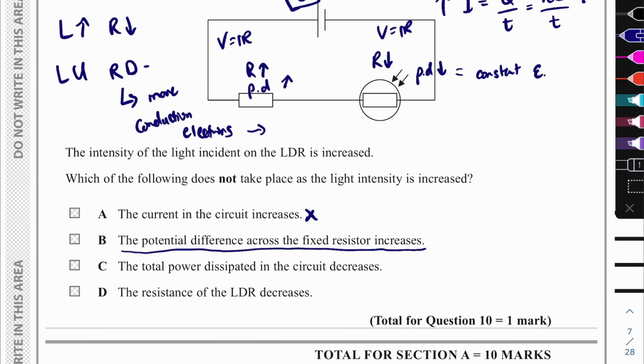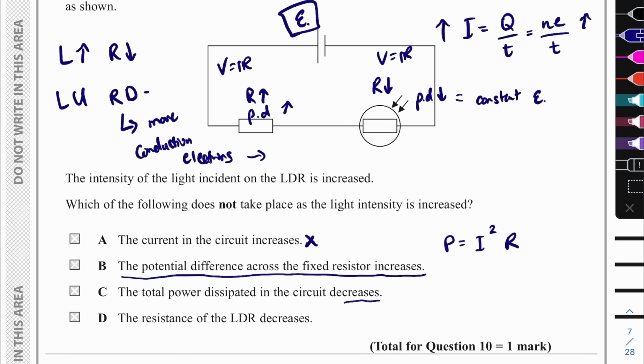Now let's look at C. The total power dissipated in the circuit decreases. Now we know that P can be represented as I squared R. And we know that the current is increasing. The current is increasing, so P must increase. So they're saying the total power dissipated in the circuit decreases. We're saying it increases. So this is correct because this does not take place.